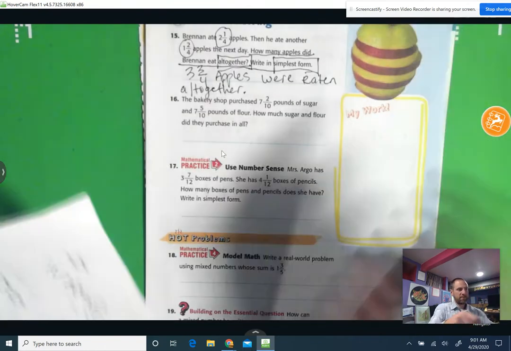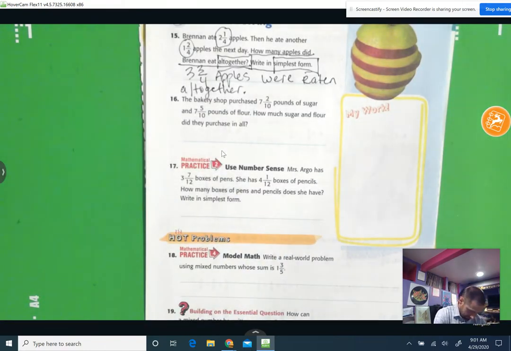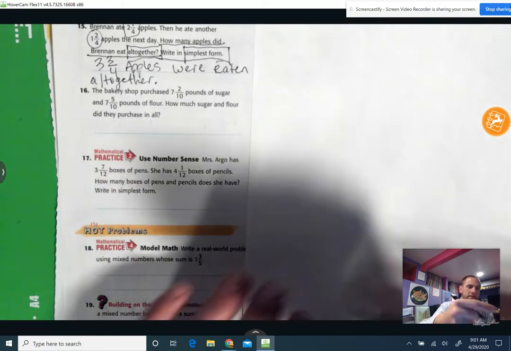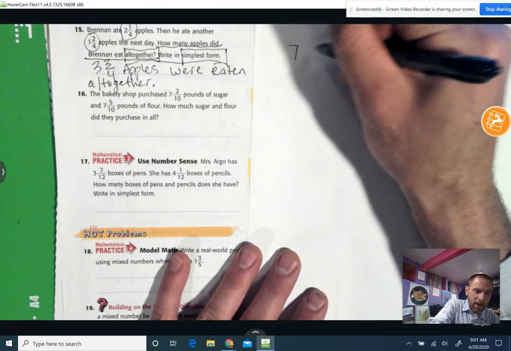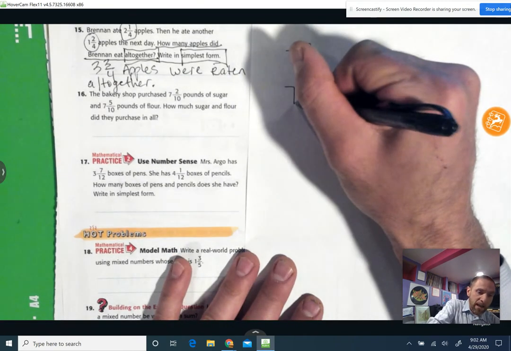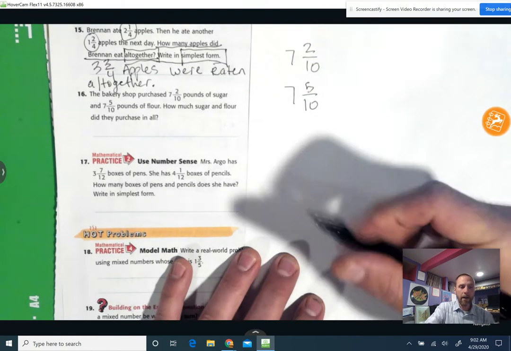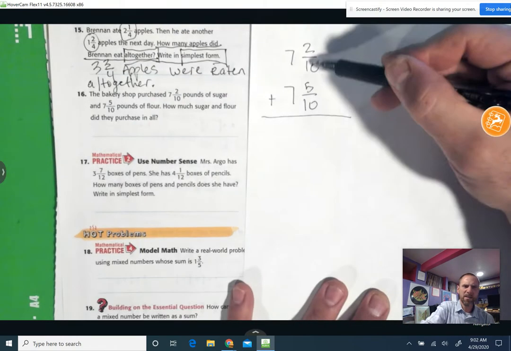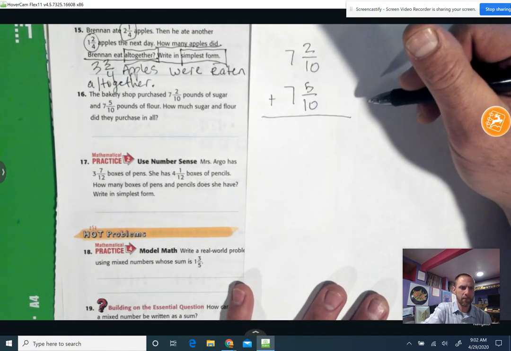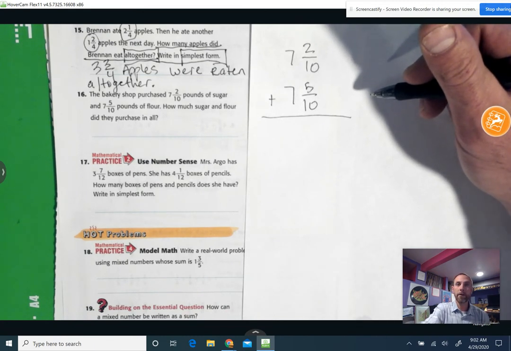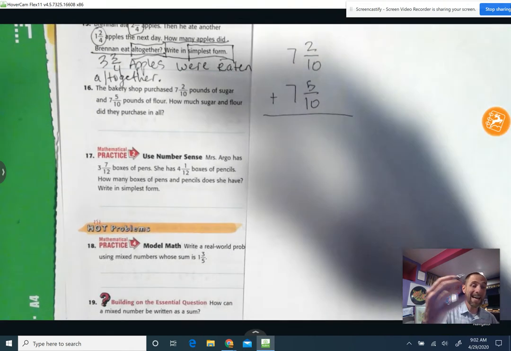Well, the algorithm says, the shortcut says, let's add up our numbers. Let's stack our mixed numbers. 7 2/10 plus 7 5/10. And if we add those two together, I stack them on top of each other. Seeing this stack when I was a child was a source of fear. But I think that the way that we're explaining it today, you're going to be very successful with this. So let's add it up.